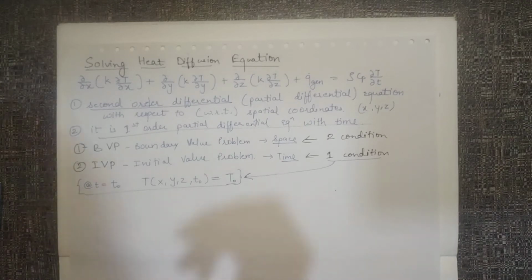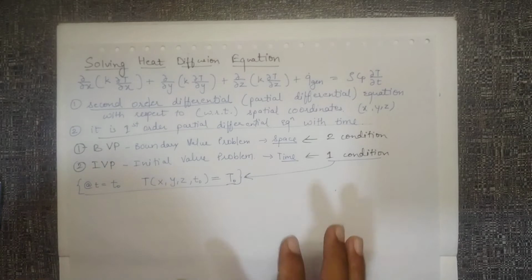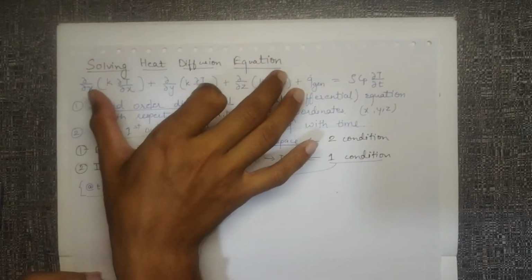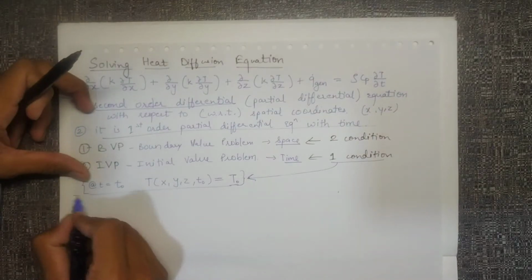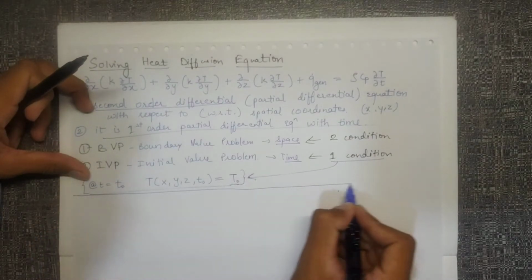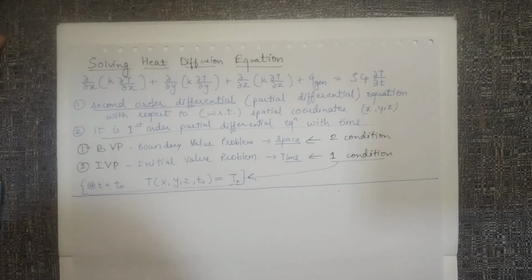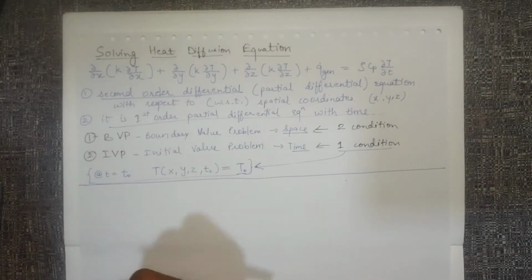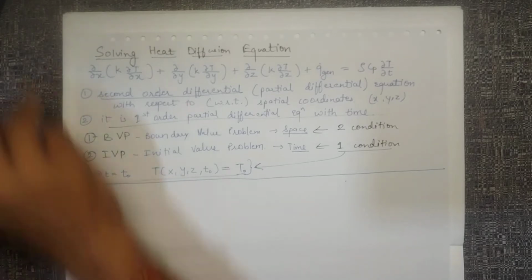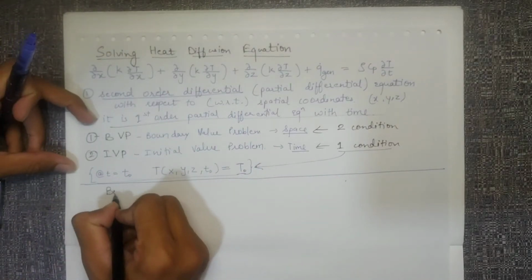So what are the different boundary conditions which are possible, which can help us to solve the heat diffusion equation? There are multiple combinations which are possible. Let's study those combinations one by one. I'll list down the boundary conditions first. So we are going to study the various boundary conditions.